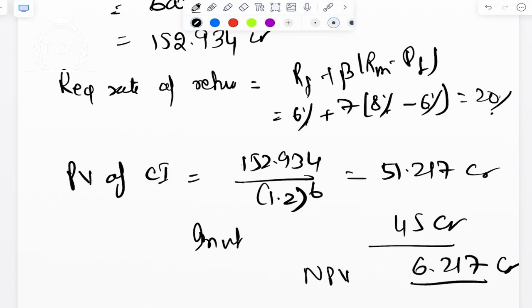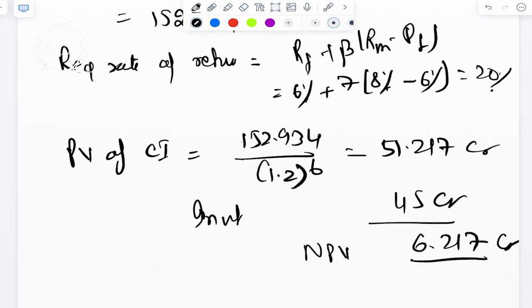After this, question number 24. Done with the 24th one. Sorry, I went to the previous page. 29th one. After this, question number 29. What will be the advice here? Should the company take up the project? Yes, because the project has a positive NPV.